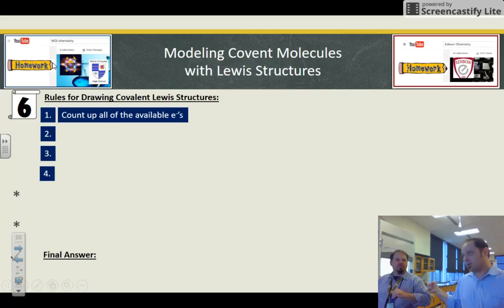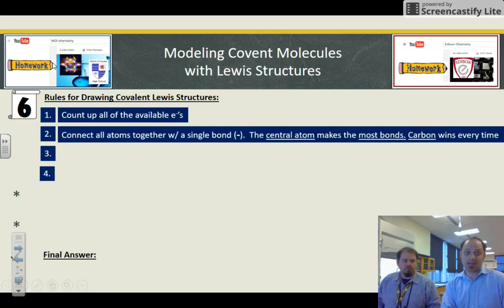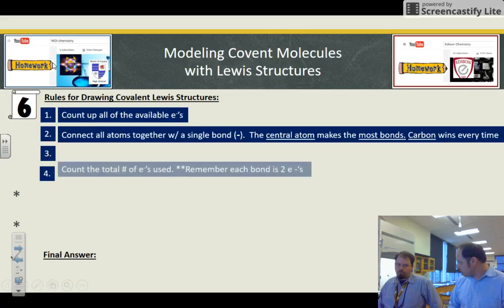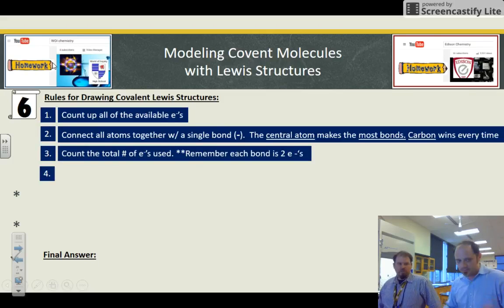First, count up all the valence electrons. Second, connect all the atoms together with a single bond. So connect them all first, and that's that dash. The central atom is the one that makes the most bonds or is missing the most valence electrons. Carbon always wins. Carbon will always be a central atom. So will nitrogen, etc.